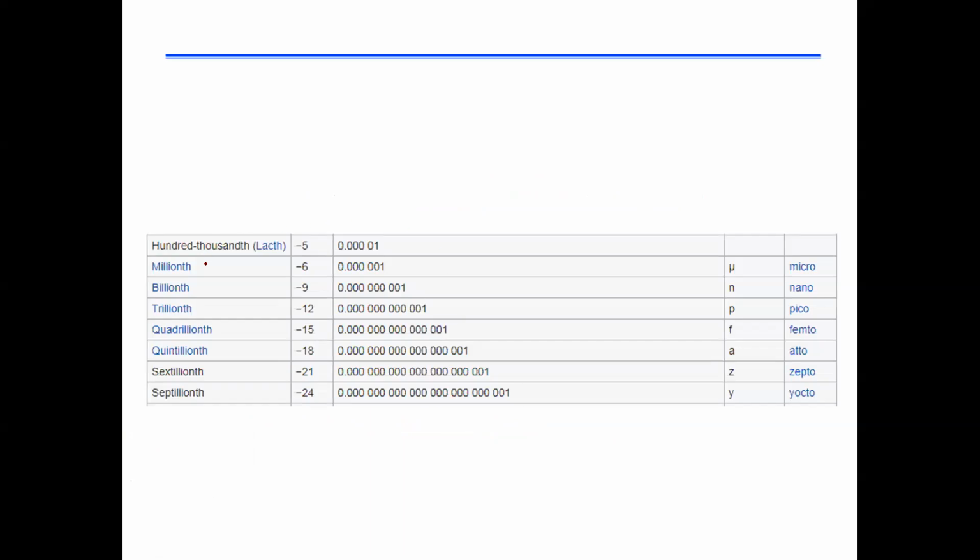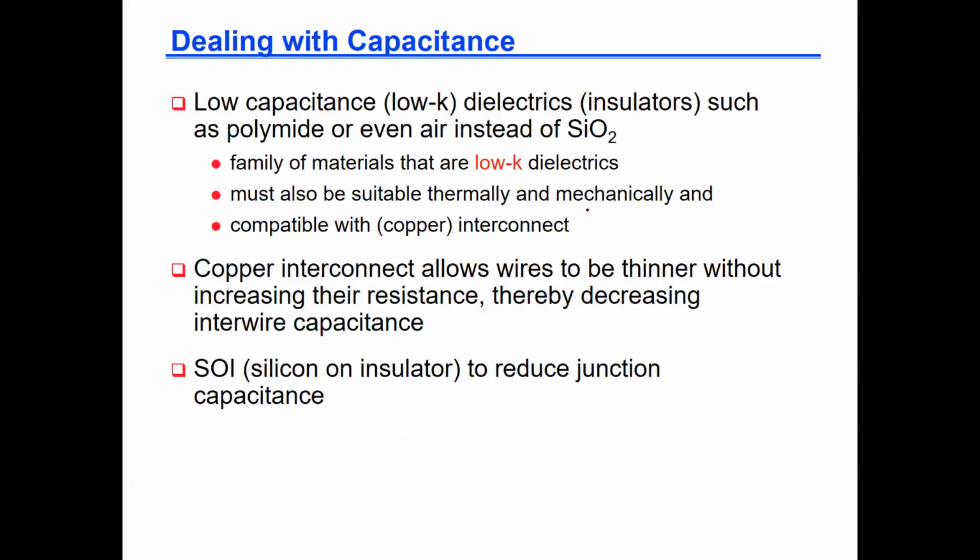On this slide here, I'm just giving you a hint that attofarad, when it says aF, is 10 to the power minus 18, and you're familiar with the nano, pico, and femto from before. Okay, and now they're trying to tell us where the industry is heading in trying to reduce the capacitance on the chip.